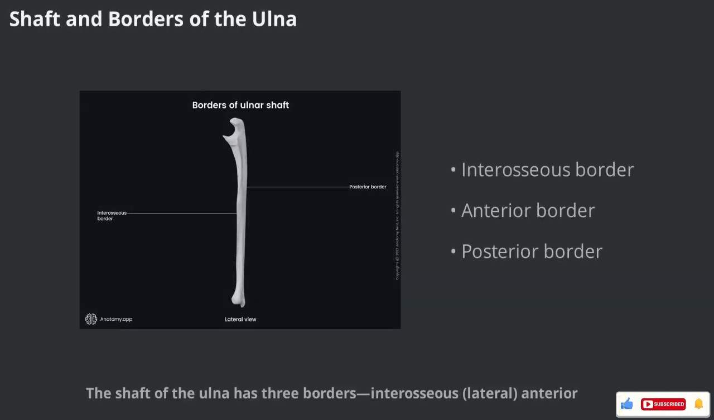Shaft of the ulna has 3 borders: interosseous, anterior, and posterior, and 3 surfaces: anterior, medial, and posterior. The interosseous border is sharpest in the middle, providing attachment for the interosseous membrane. The anterior border is thick and rounded, while the posterior border is subcutaneous and easily palpable. These features are important for muscle attachment and for identifying the ulna during clinical examination.